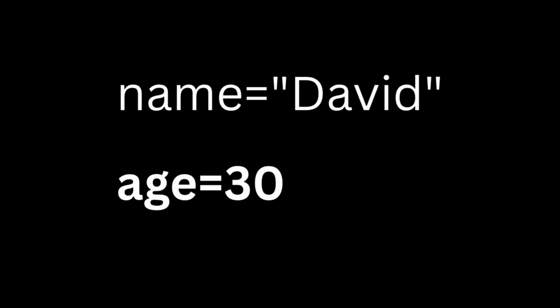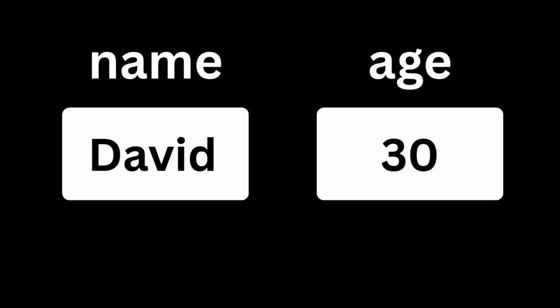For example, we have two variables, name and age. This means we've stored two values in two separate containers. Each container has a unique name. And we can use these values anywhere in our program.